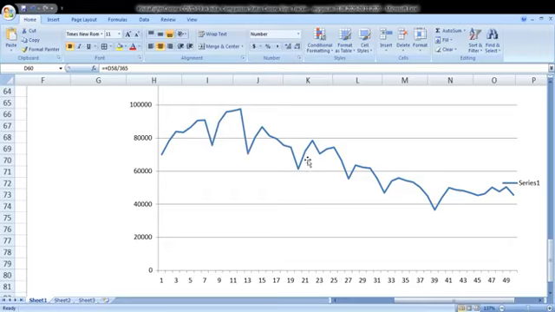Mountain, valley, mountain, valley, mountain, valley. Like this, there is no pattern. It's completely uneven, like natural mountains, nothing to do with management or organization.